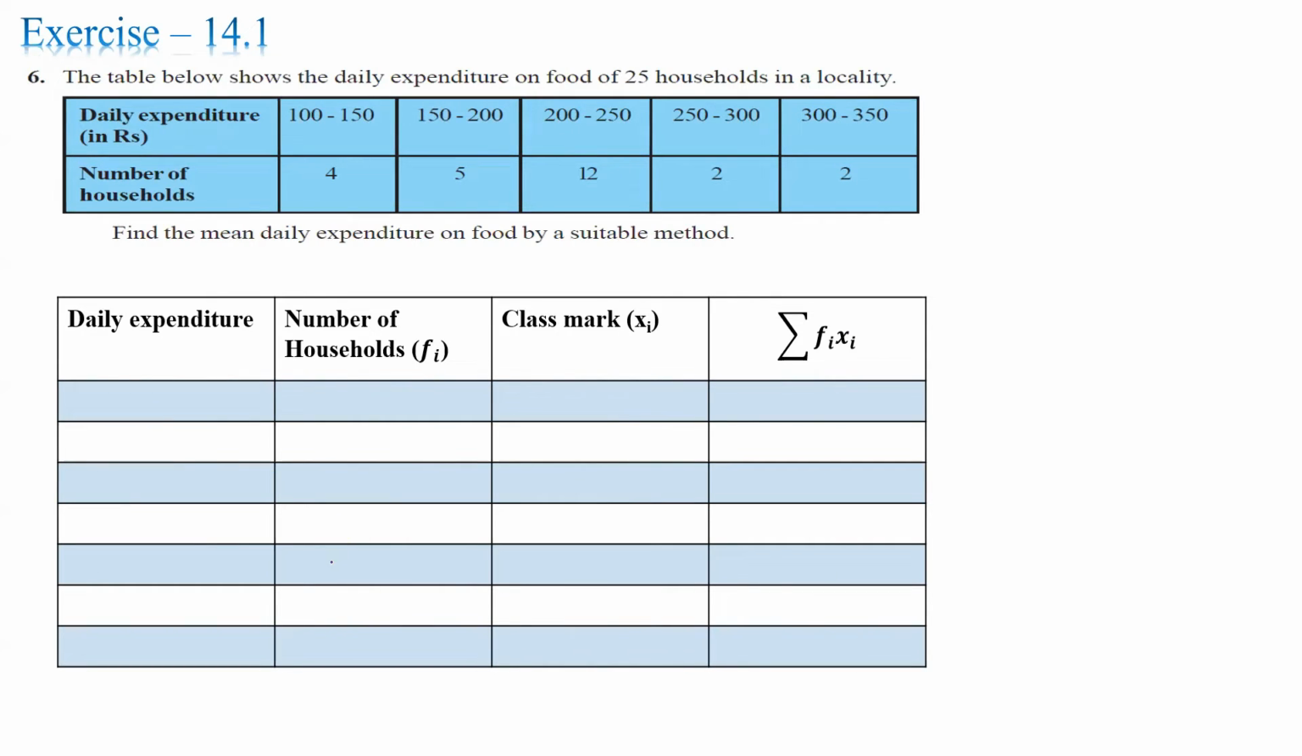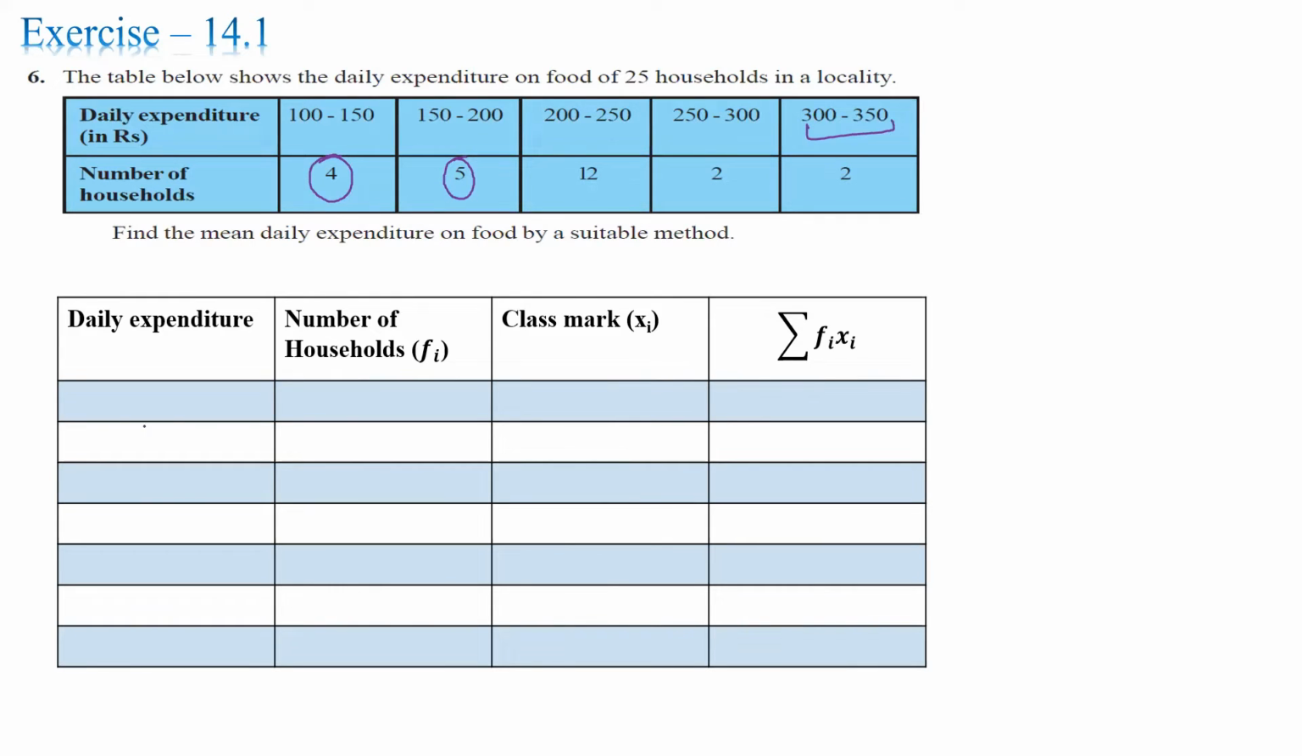Next one is what? The table below shows the daily expenditure on food of 25 households in a locality. First range is 100 to 150 rupees: four houses are spending 100 to 150 rupees. Five houses are spending 150 to 200. 12 houses are spending 200 to 250 rupees daily. Two houses are spending 250 to 300 rupees daily. And the last two houses are spending 300 to 350 rupees.